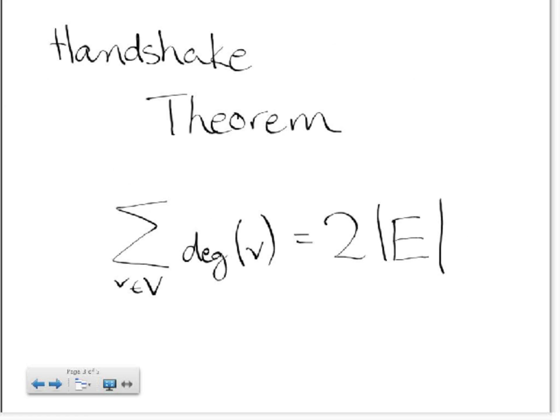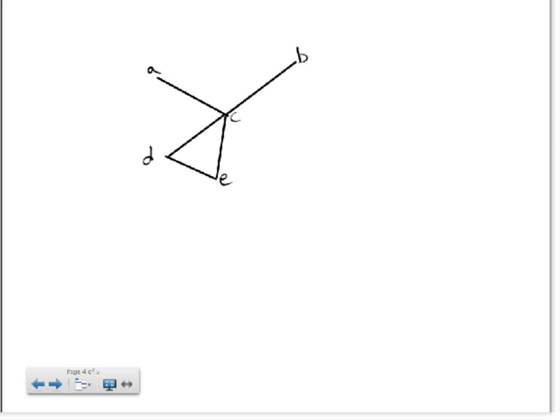Going back to the Handshake theorem, it states that the sum of the degrees of all the vertices in a graph is equal to 2 times the number of edges. To prove this, we count the number of vertex edge incidences twice. First, we can count it as the sum of the degrees of all the vertices in the graph. That just follows from the definition of the degree of a vertex, because for vertex A, for example, we have a degree of 1 and 1 vertex edge incidence.